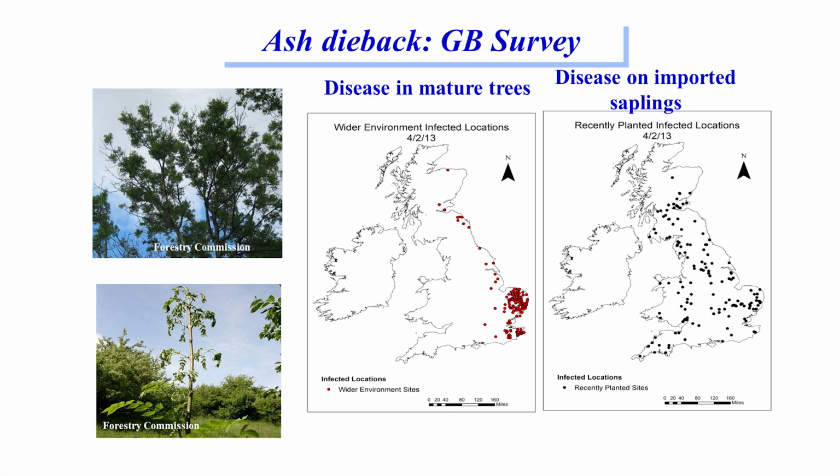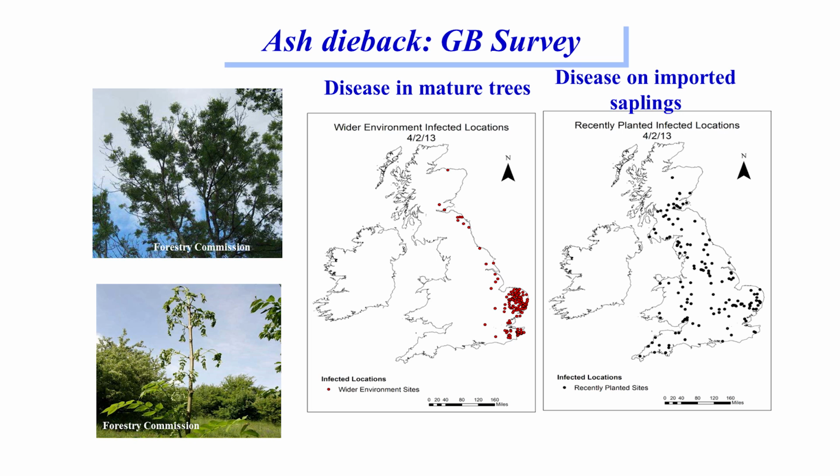So thinking about ash dieback, we have some pictures here from the Forestry Commission. You get death at the top of the tree. Here is a sapling, however, with a different set of symptoms. We have two types of death occurring. One is in the so-called wider environment, but is essentially in mature trees. And some of you may well have seen ash trees with that dying and stag head there.